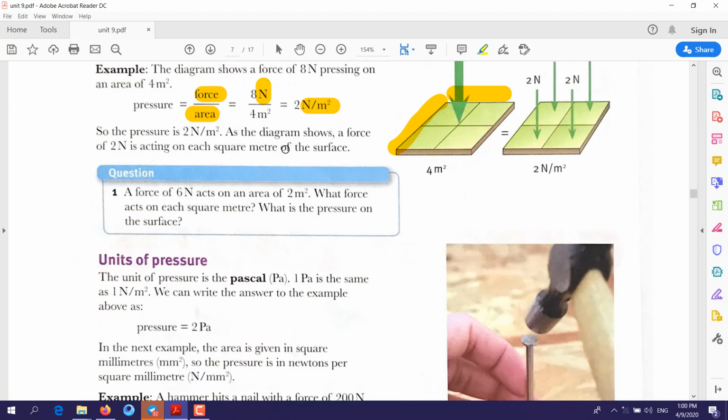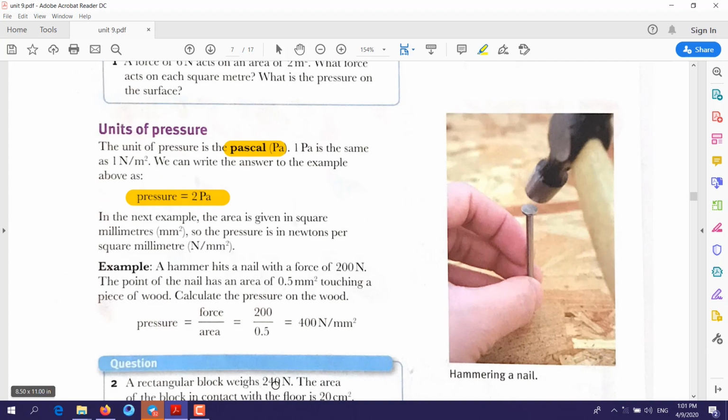Unit of pressure. For pressure, we have two types of units. Either it's Newton per square meter, N/m², or you can write Pascal, Pa, as it's shown in this example.